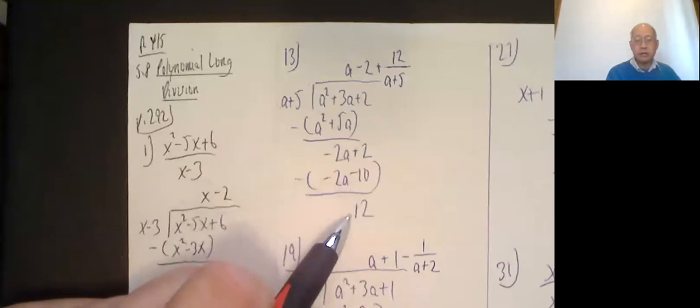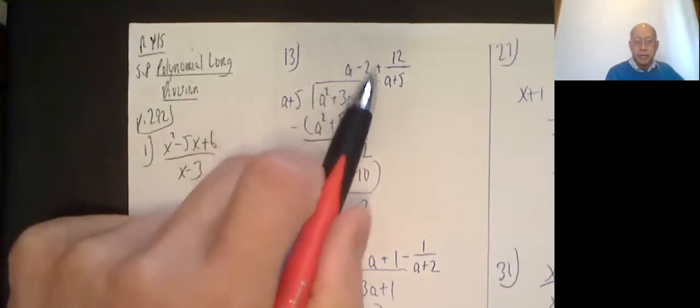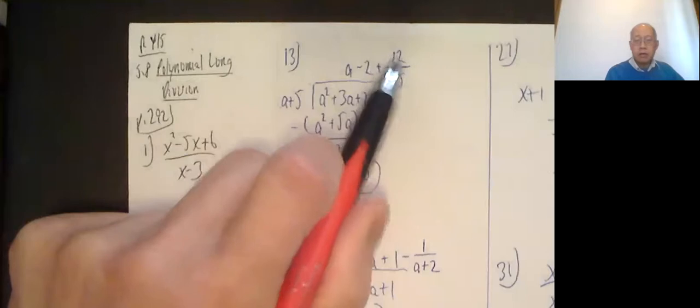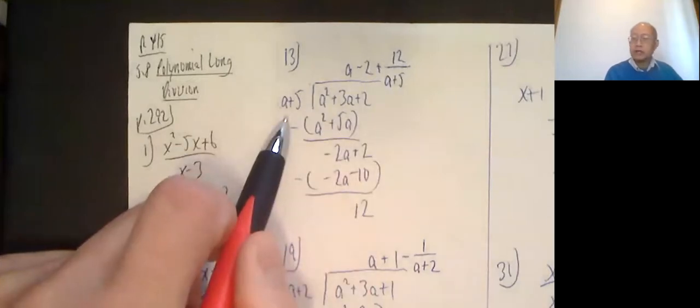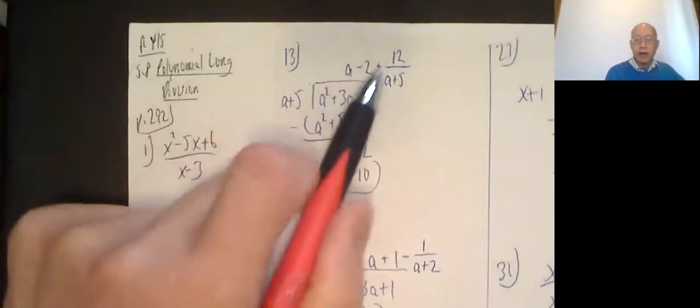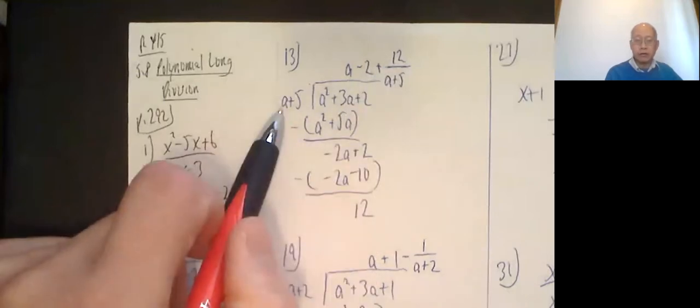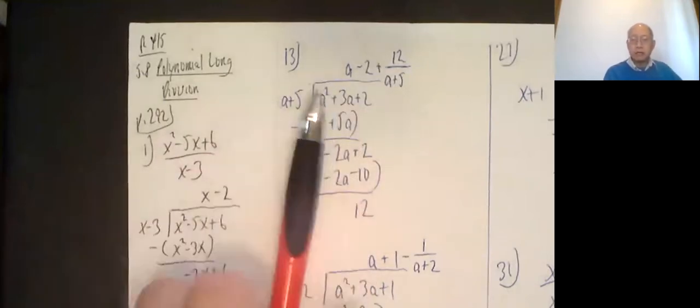12 is my remainder, and here's how you write the remainder: plus the remainder over the original divisor. And that's what you did in long division of numbers, right? You added the remainder over the original divisor. You have to put the plus, okay?